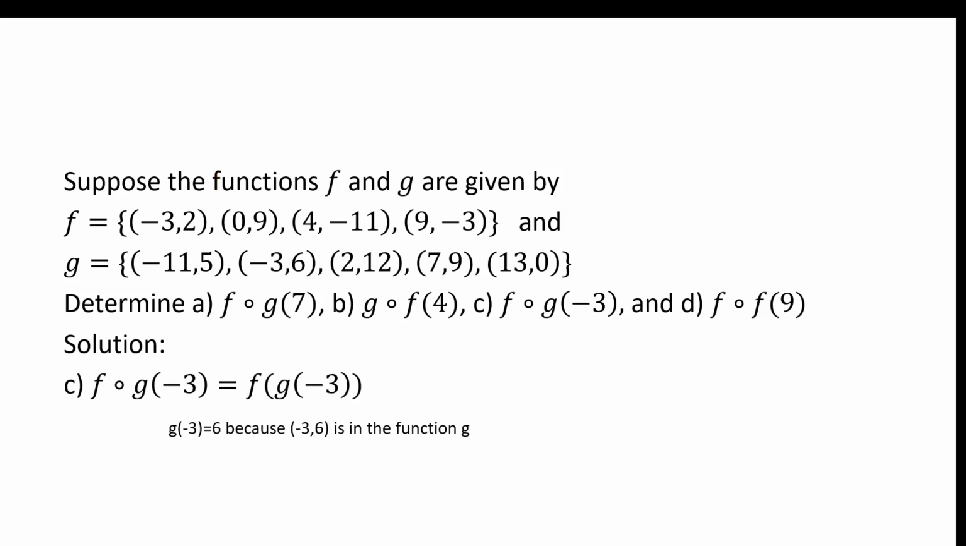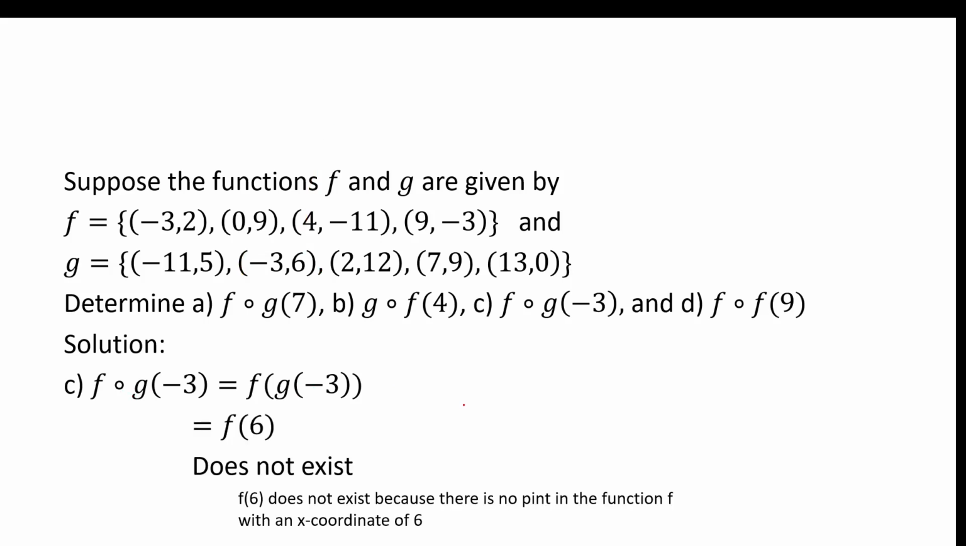All right, now let's try f of g of negative 3. Well, we look in the g function. In the g function, when x is negative 3, y is 6. So f of g of negative 3 is the same as f of 6. So this is what we get, f of 6.